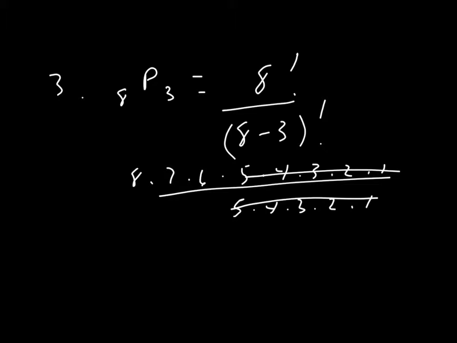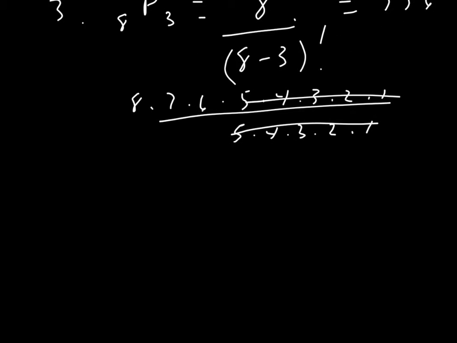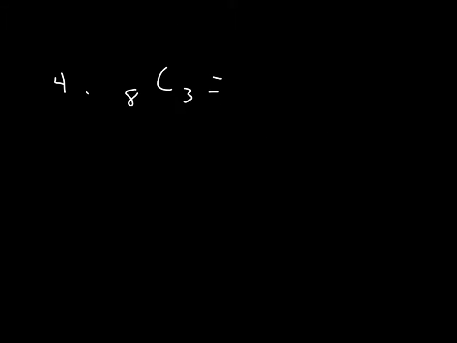So you would have 56. 8 times 7 is 56, and then times 6 would give you 336. So this would equal 336. Another way to do this, let me speed this up a little bit, would be to just say I've got 3 slots to fill. And 8 things can go in the first slot, then 7, and then 6. And again, that gives you 336. Or you could punch it on your calculator and get 336.